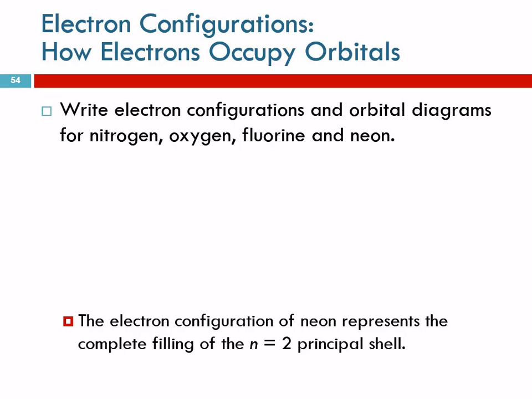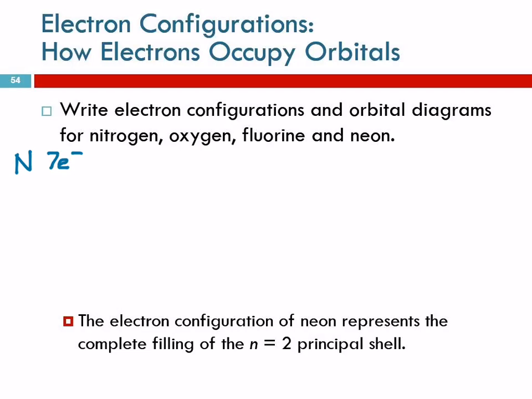Okay, so let's practice a little bit. Let's write electron configurations and orbital diagrams for nitrogen, oxygen, fluorine, and neon. I like to do the orbital diagram first, especially at this stage where it's all still kind of new. So let's do nitrogen. How many electrons does nitrogen have? 7. 7 electrons.